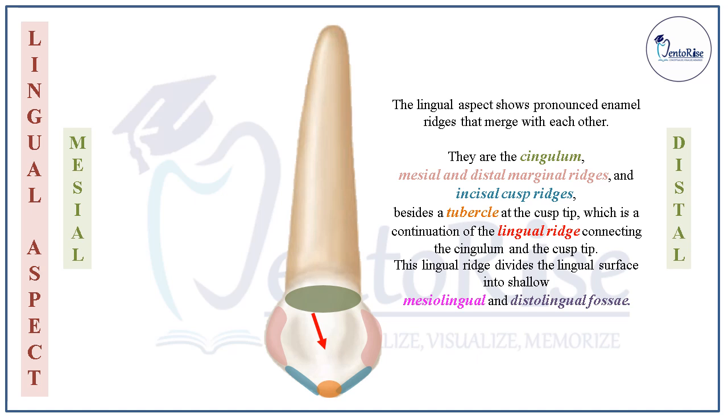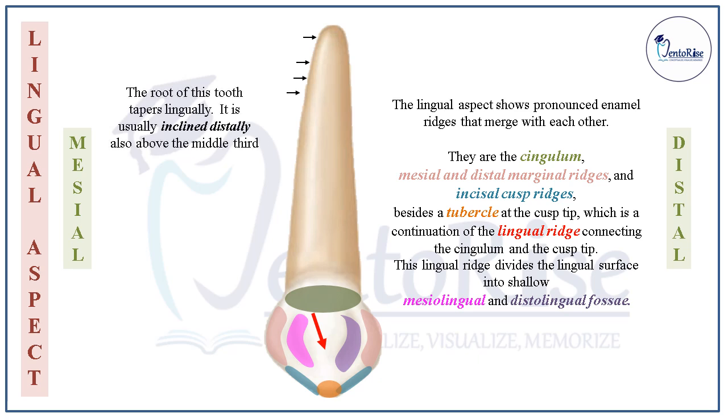This lingual ridge divides the lingual aspect of the crown into two fossae that are named as the mesolingual fossa and the distolingual fossa. If we talk about the root of this tooth, it tapers lingually and it is usually inclined distally but above the middle third. Please observe the figure.